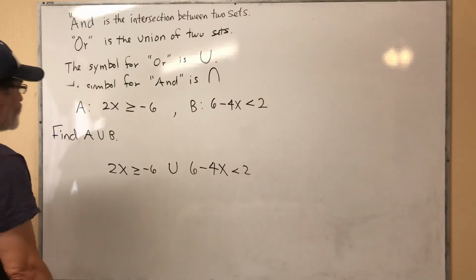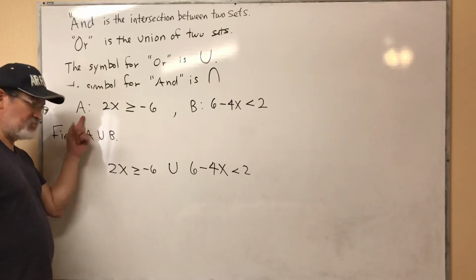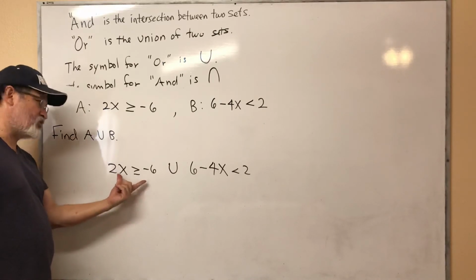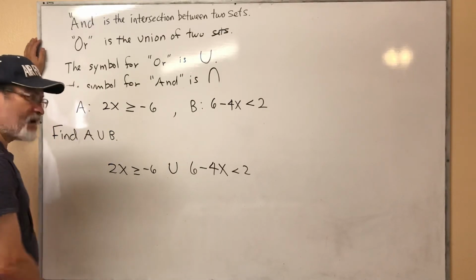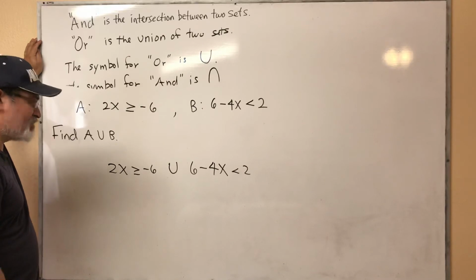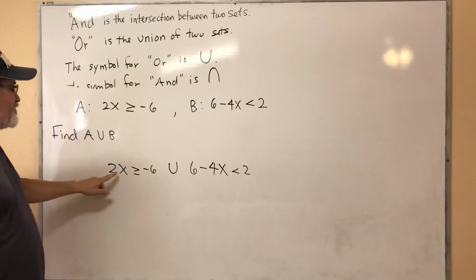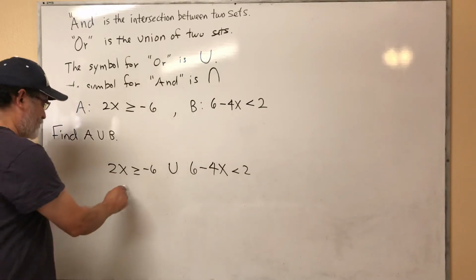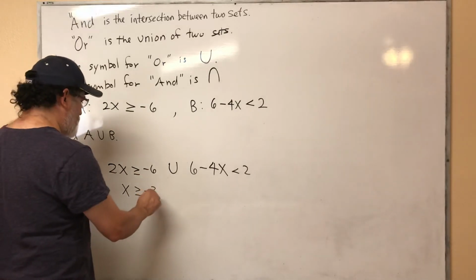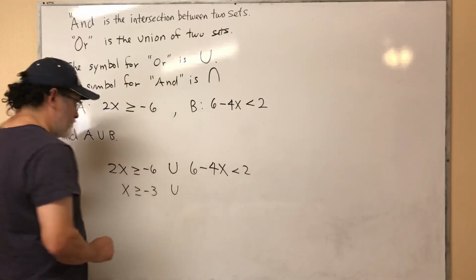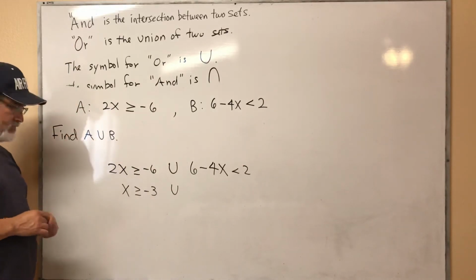Well, the first thing we need to do is simplify set A. This is set A. How do you simplify set A? Well, to simplify set A, divide both sides by 2. Divide this by 2 and we get x. Divide this by 2 and we get -3. Okay, and we simplified set A already.